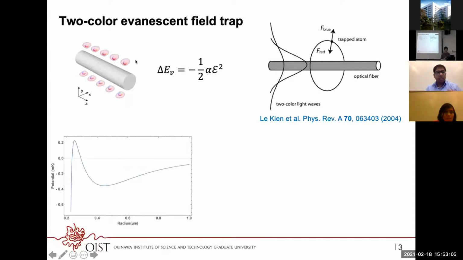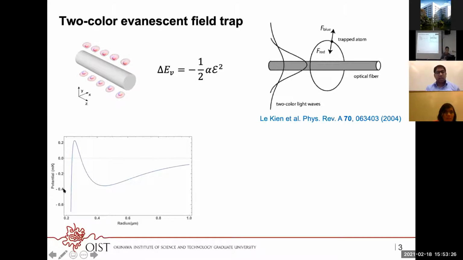Here we show the potential calculation for the 1064 nanometer red and 762 nanometer blue light that we use, and we get a potential minima of around 350 microkelvin at a distance of roughly 250 nanometers away from the surface of the fiber.